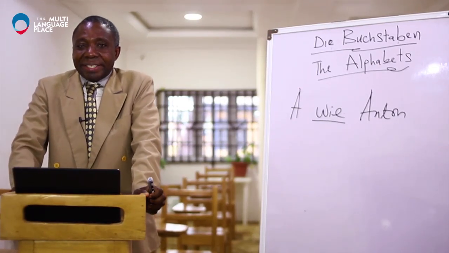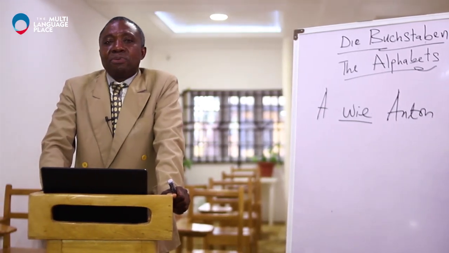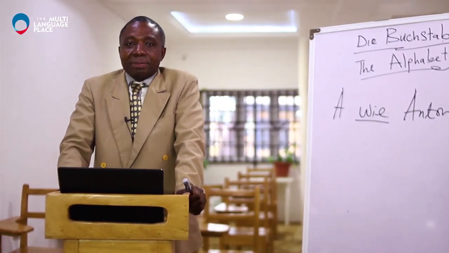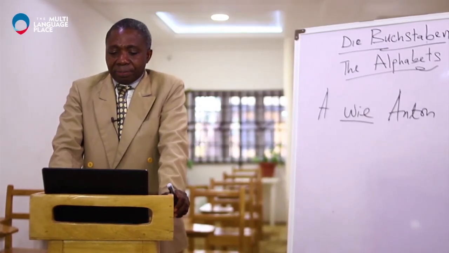Beta, say it, let me hear you. B, V, beta. I will move on. The third one, C, V, Caesar. Say it, let me hear you. C, V, Caesar. I will go on to the next one. D, V, Dora. D, V, Dora.